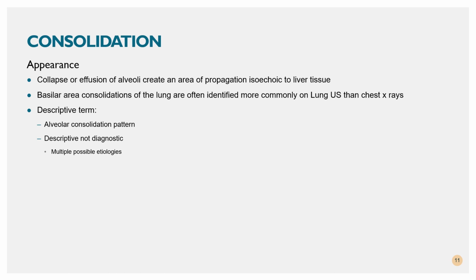Another finding is that the basilar areas of the lung are often identified more commonly on lung ultrasound than on chest x-rays. This is what makes our point-of-care ultrasound a little bit more accurate than some of those, especially poorly completed portable chest x-rays. The descriptive terms we're going to utilize for consolidation are alveolar consolidation patterns, and we know that these are descriptive, not diagnostic, because that change in pattern is not unique to one consolidated finding. It's going to be just a piece of the puzzle when you're doing your differential diagnosis.